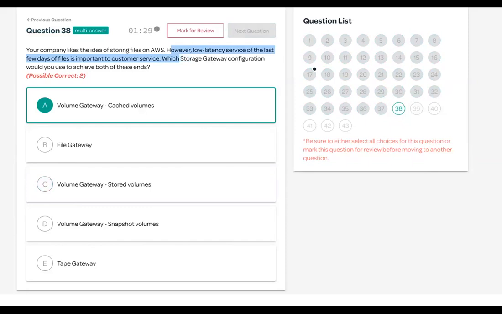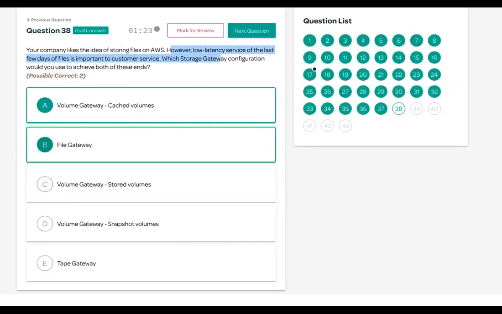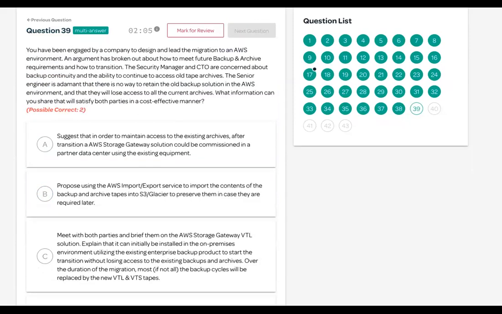They are talking about storage gateway configuration. So you will pick this. Low latency would be given by volume gateway storage, and file storage would give you the S3 gateway.